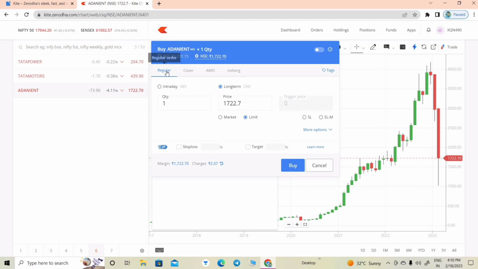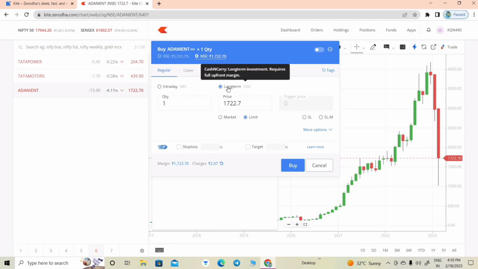And in the bottom section we can see different kinds of order types, that is regular order, cover order, AM order, that's after-market order, and iceberg order. Actually I am only showing the regular order and the AM order. In the regular order, if you are a beginner, you only require the regular order. In the regular order section, we can see there is an intraday and a long time option.